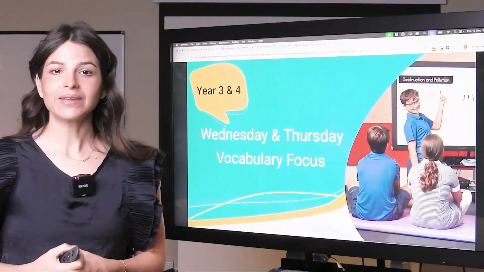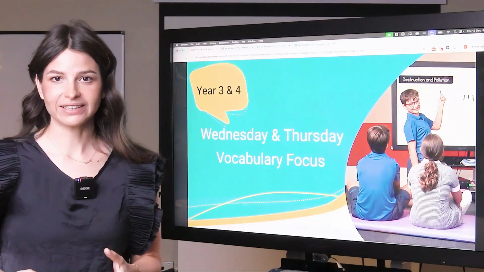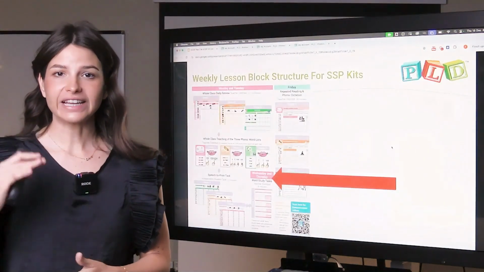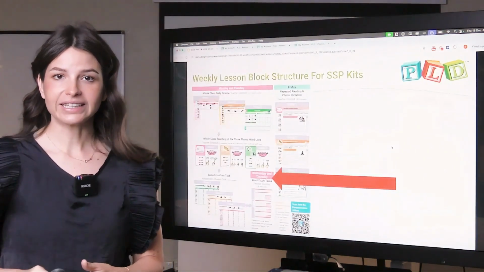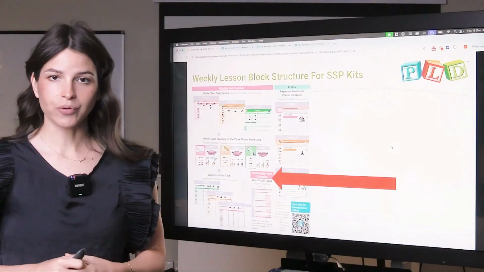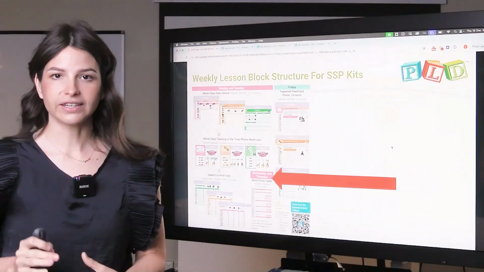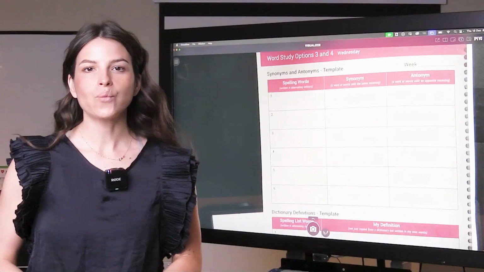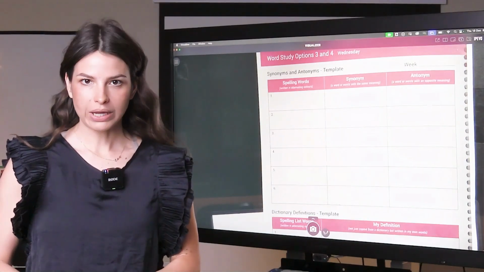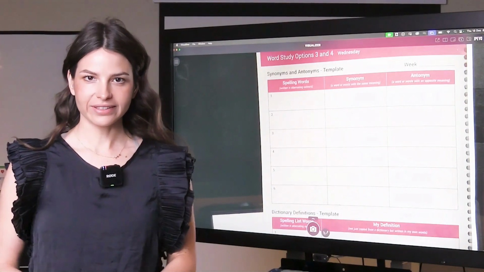Next, I will demonstrate PLD's Wednesday literacy components. In this part, we start with our daily review, we teach the word list, and then instead of the speech to print, we move to our word study task. Now, on a Wednesday, we are going to be doing a word study task.